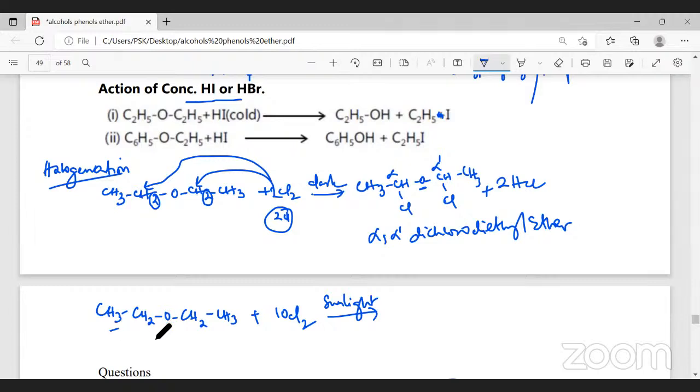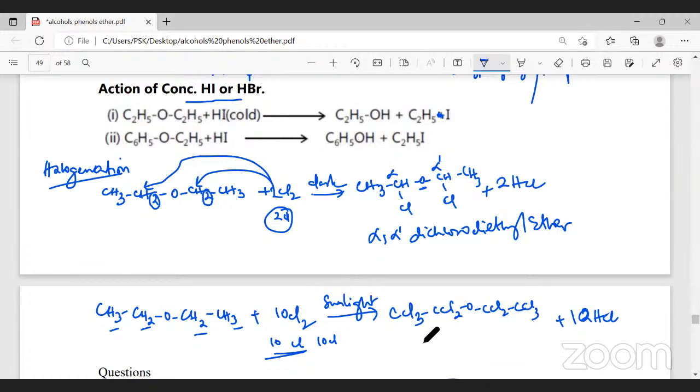See, we have 3, 5, 7, 10 hydrogens and we have 20 chlorine. So I can write 10 and 10. So 10 chlorine plus 10 chlorine. So what happens? This 10 chlorine and this 10 hydrogen will get eliminated as 10 HCl. So in all the hydrogen places, you get chlorine. So you get CCl3, CCl2, oxygen, CCl2, CCl3.